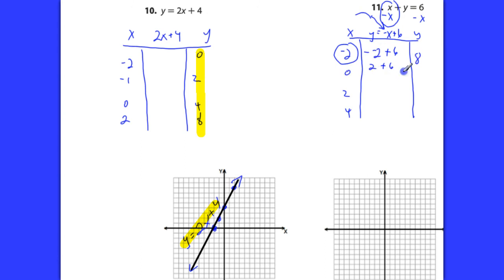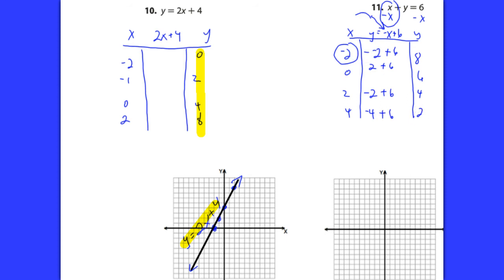All right, if you plug in 0 there, you have 6. If you plug in 2, you have the negative from that sign, -2 plus 6, which is 4. And then if you did the same thing with 4, you have -4 plus 6, which is actually 2. So there's your ordered pairs.